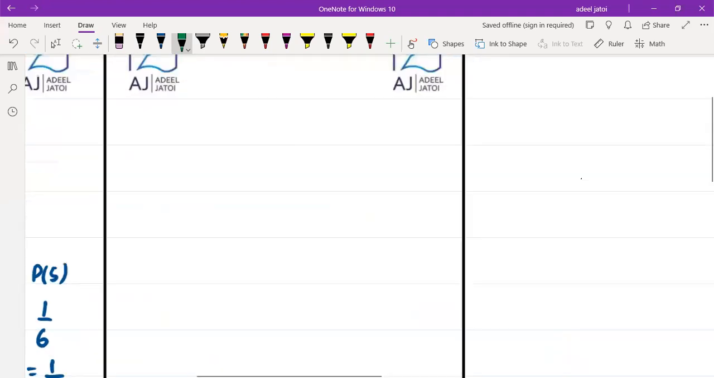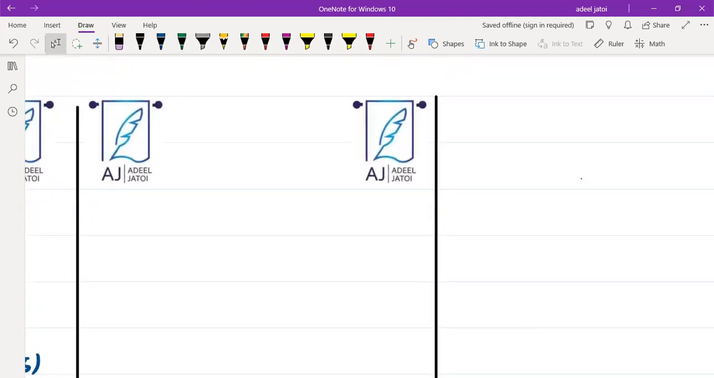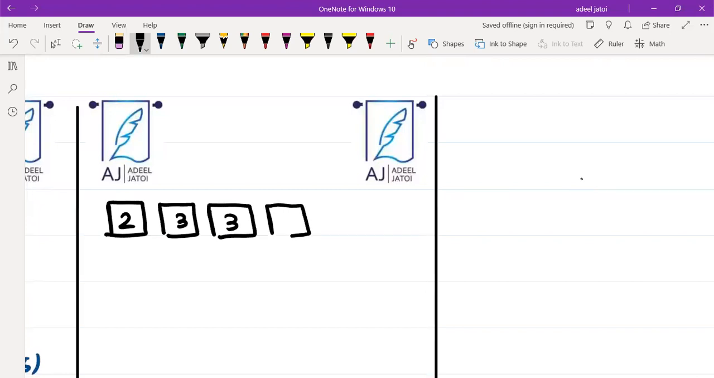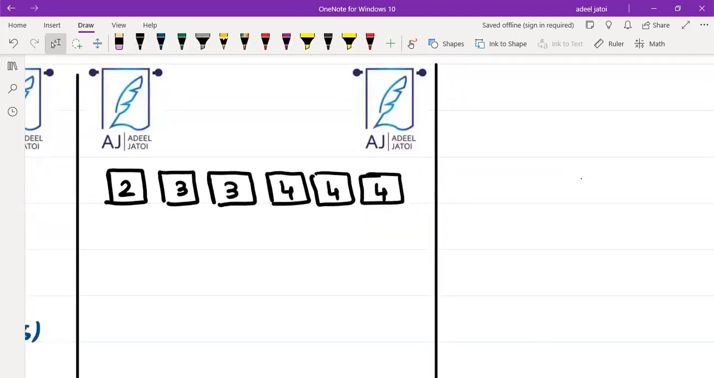Now, suppose I tell you this, that we have, let's say, 2, 3, 3, 4, 4, 4. Now, this is an example from a past paper. Now, the question says that there are 6 cards. There are 6 cards. And the question says 2 cards are picked.